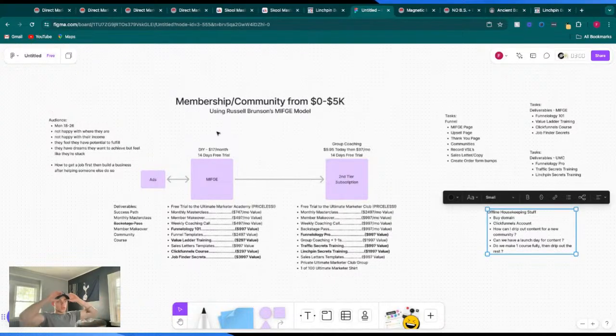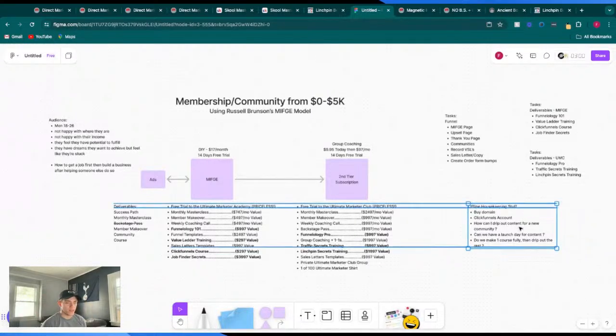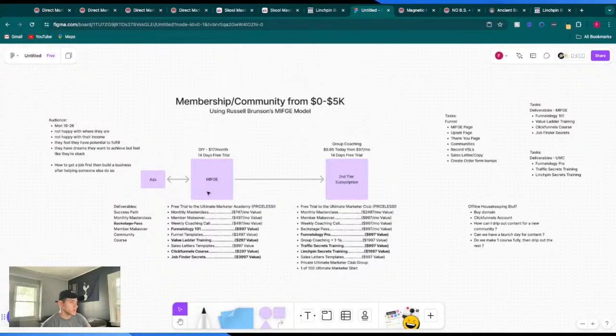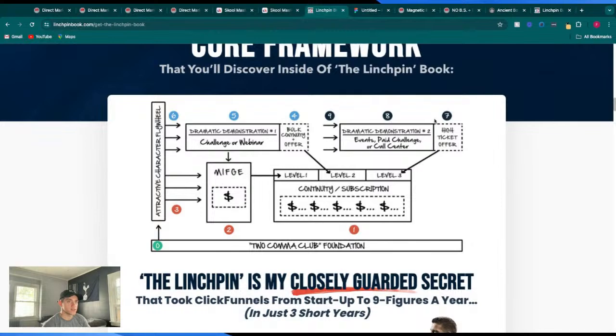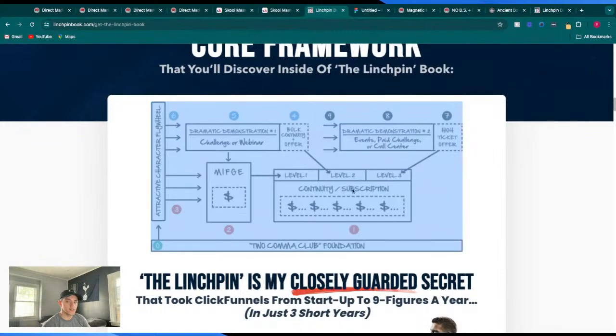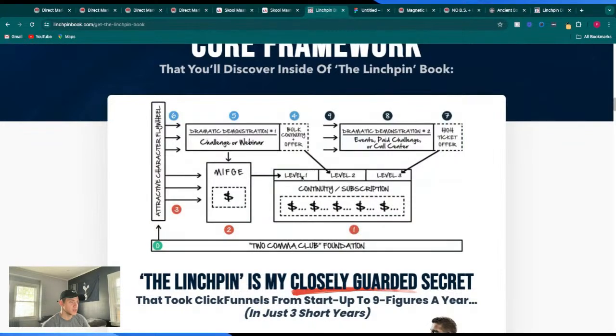Okay, so we're building a membership / community from 0 to 5K, right? Maybe we could do some math. That way it's actually more enticing for everybody to look at. So using Russell Brunson's Miffkey model, and if you're not familiar, maybe I should take a screenshot of this and then put it in there. But essentially, we're doing step 1 and step 2, and we're going to run ads to it. So we've got level 1, level 2, and then we're building the Miffkey to push to level 1.